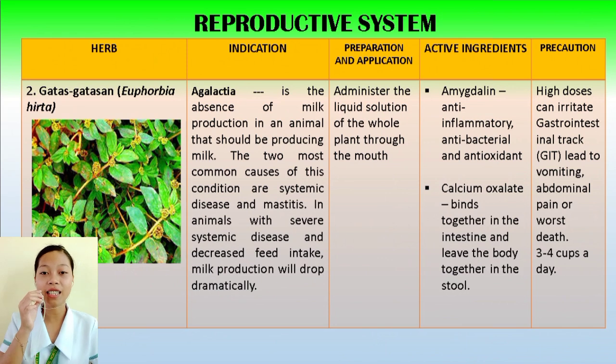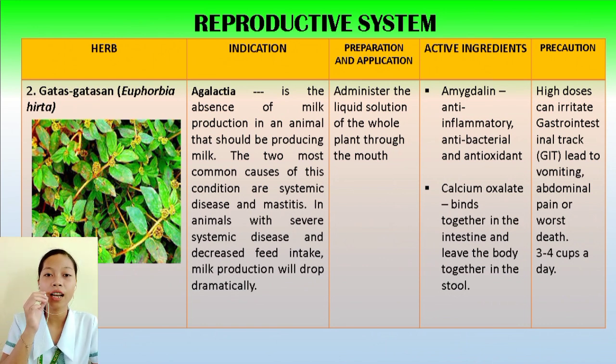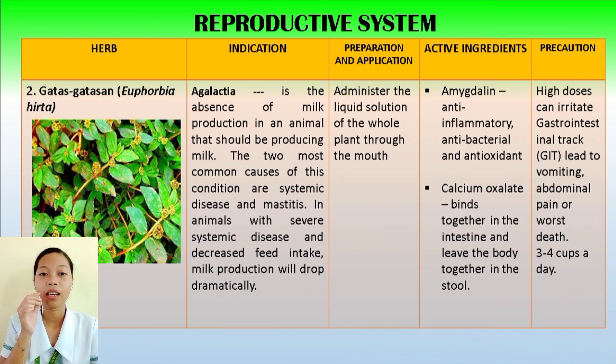Next is gatas-gatasan or gitawag po din nato si Jaog tawa-tawa. It is used to treat agalaxia as well. For the preparation and application, administer the liquid solution of the whole plant orally. Or ginapabukalan po ni si Ja, then ang water di ato motoy ipainom sa animal that has this disease, agalaxia. Gatas-gatasan has active ingredients such as amygdalin, which is anti-inflammatory, antibacterial, and antioxidant.